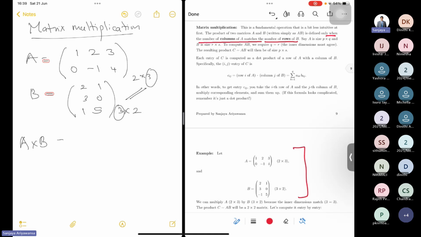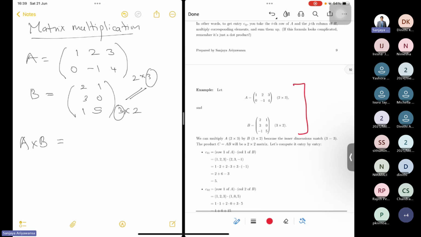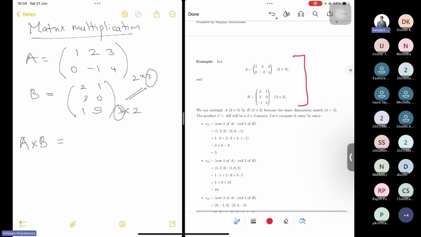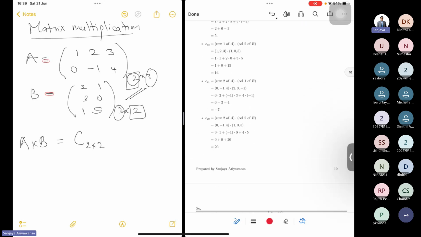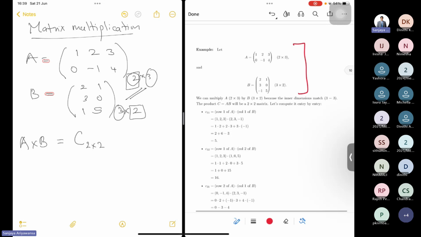So then how do we go about calculating? That's what I have explained here in detail. How do you calculate each component? And what is the resulting matrix like? The resulting matrix C would be a 2 by 2 matrix. Now, how did I get this? It is because you have two rows in your first matrix and two columns in your second matrix. Because of that, your resulting matrix would be a 2 by 2 matrix.